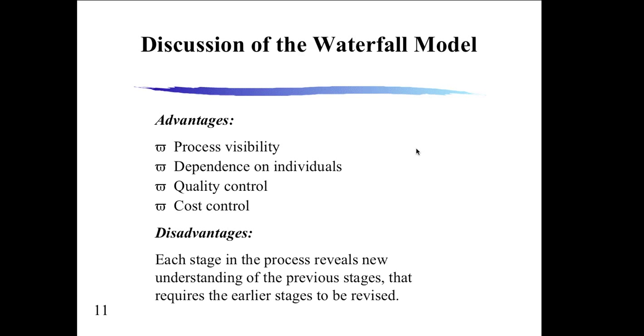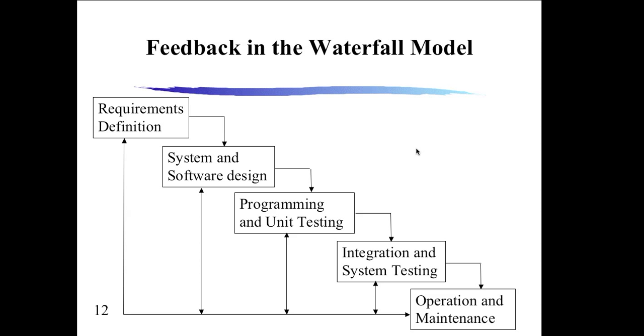Disadvantages: each stage is a process that reveals new understandings of the previous stages, as I mentioned before. That requires earlier stages to be revised. So you can't assume, in fact, that's one of the biggest problems, you can't assume that you've done everything correctly, so you have to have feedback. And here's our feedback loop. This is that line I was trying to draw earlier, but it wasn't on the screen. I knew it was coming up. Where we go down and we come back up. So we go downhill, but we also have to come back uphill. We can't always just go down and down the toilet. We actually have to get out of the toilet and come back up.